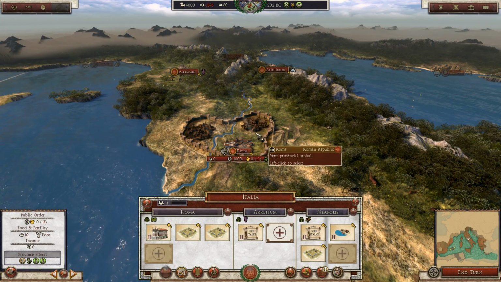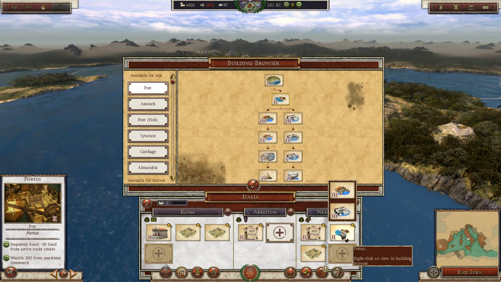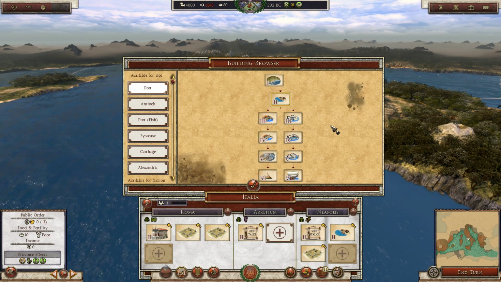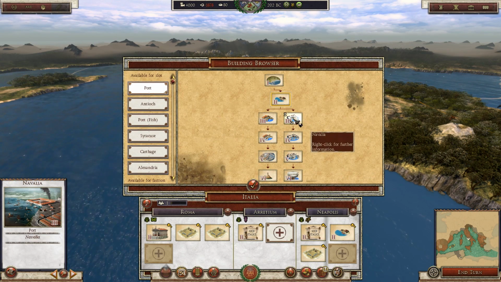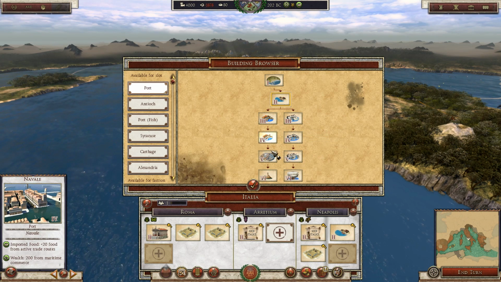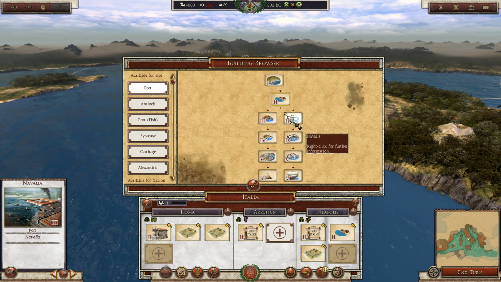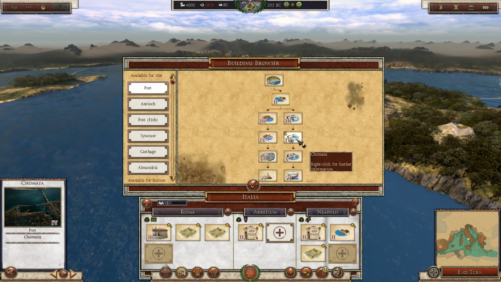For ports, we need to go slightly south to the city of Neapolis. There are 2 chains to follow in the port slot. Trading ports import food and income from commerce. Military ports provide the ability to create warships.